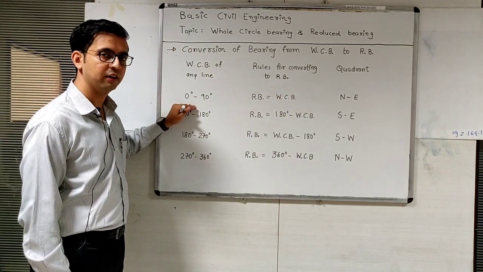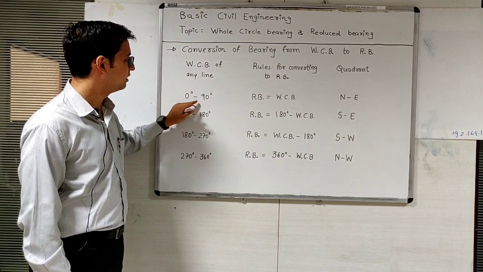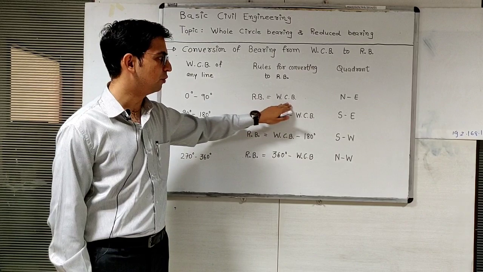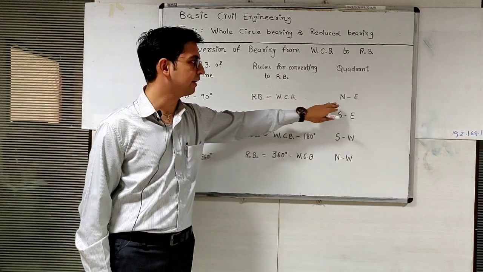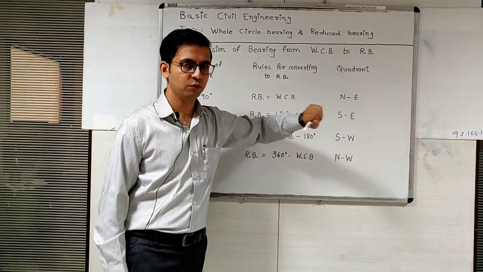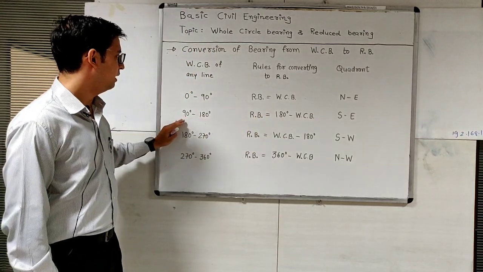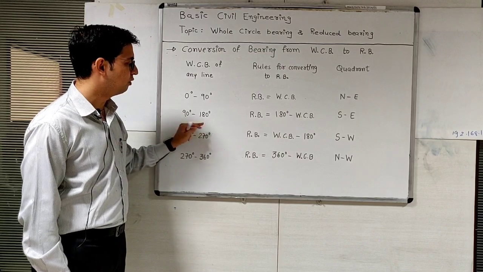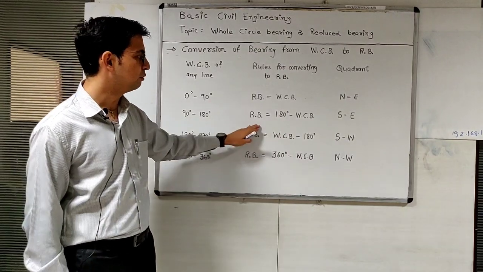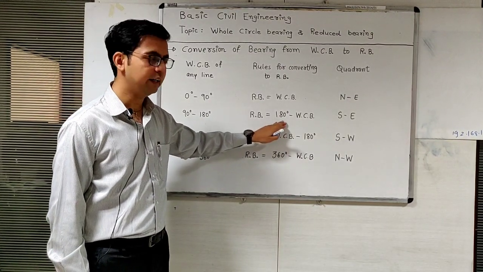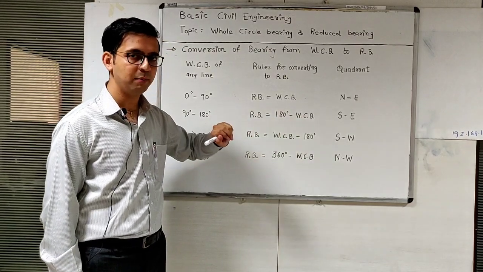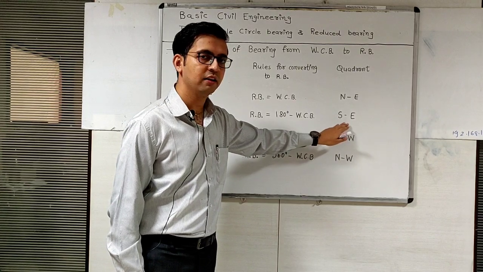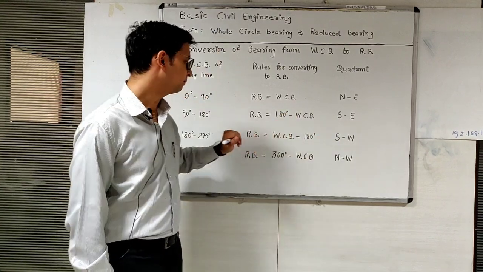So if the whole circle bearing of a line is between 0 degree to 90 degree, then the rule is reduced bearing equal to whole circle bearing and quadrant will be north to east. If the whole circle bearing of a line lies between 90 degree to 180 degree, then reduced bearing equal to 180 degree minus whole circle bearing, and it will lie in the second quadrant towards south to east.